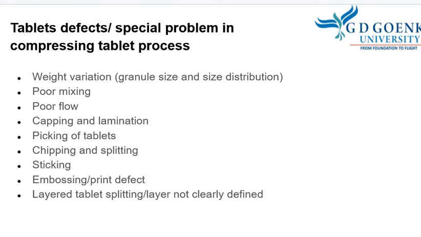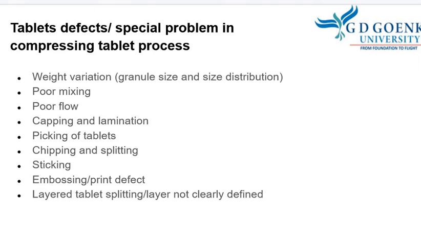First is weight variation. In case the granule size and the particle size distribution of the granules in the powder is not uniform, weight variation can occur. In case there is non-uniformity in flow, weight variation can occur. If there is weight variation, then uniformity in dose will not be there. As a result, potency will vary from tablet to tablet.